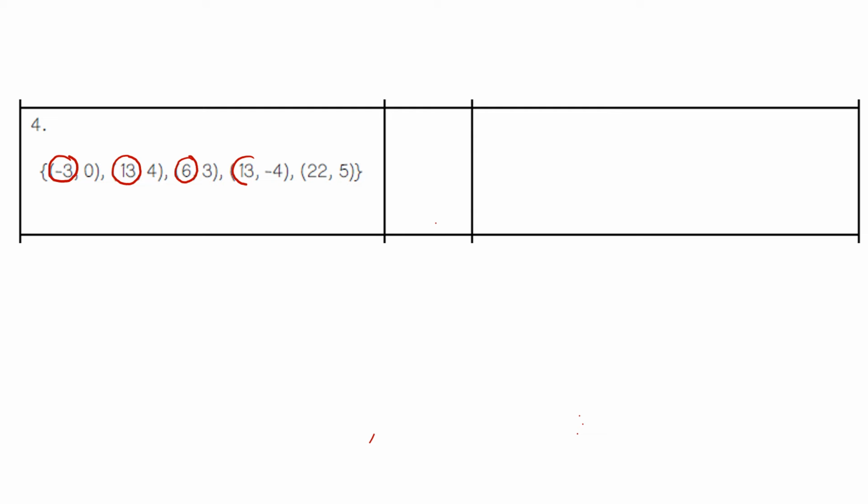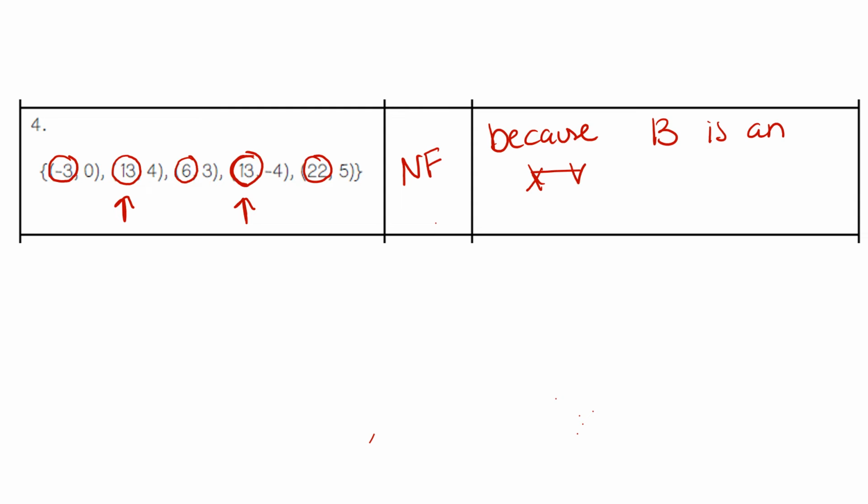So the first number is a -3. The second number is a 13. The third number is a 6. The fourth is a 13 again, and 22. So the 13 is used twice. So this is not a function because 13 is an x value, or an input value, that is used more than once.